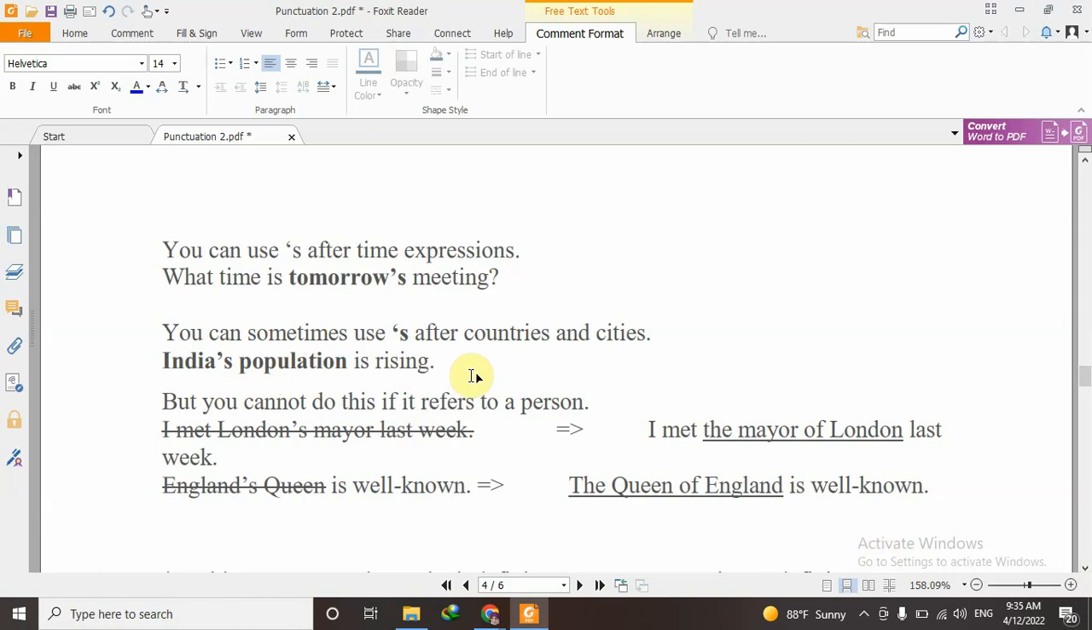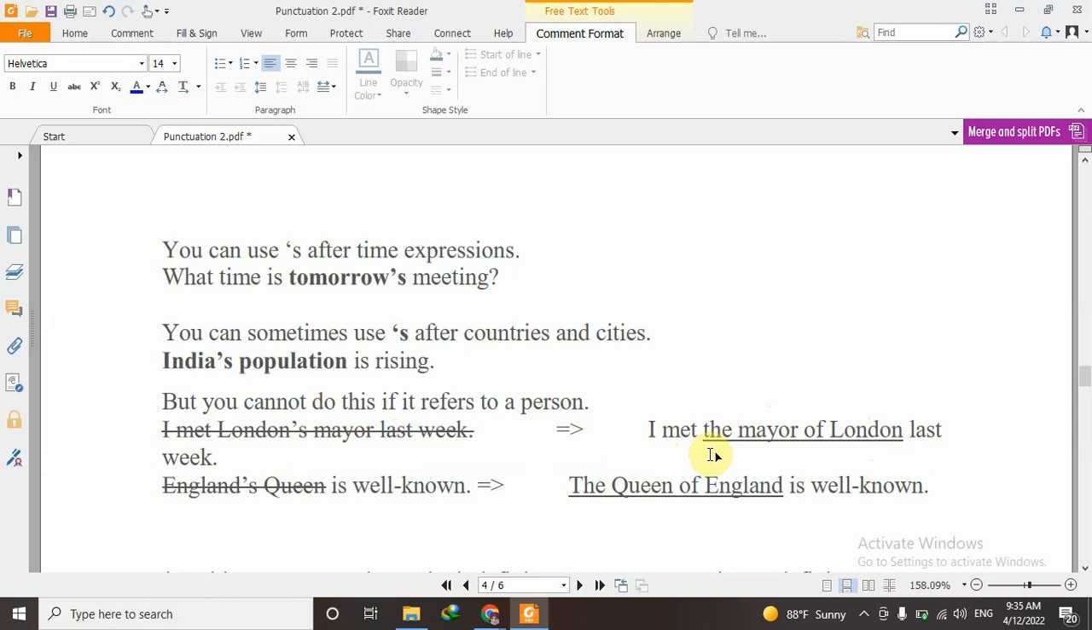But you cannot do it if it relates to one person. For example, you can't say I met London's mayor last week. No, you cannot say this. You can say I met the mayor of London last week. Mayor means the head of the city council. So you can't say London's mayor.